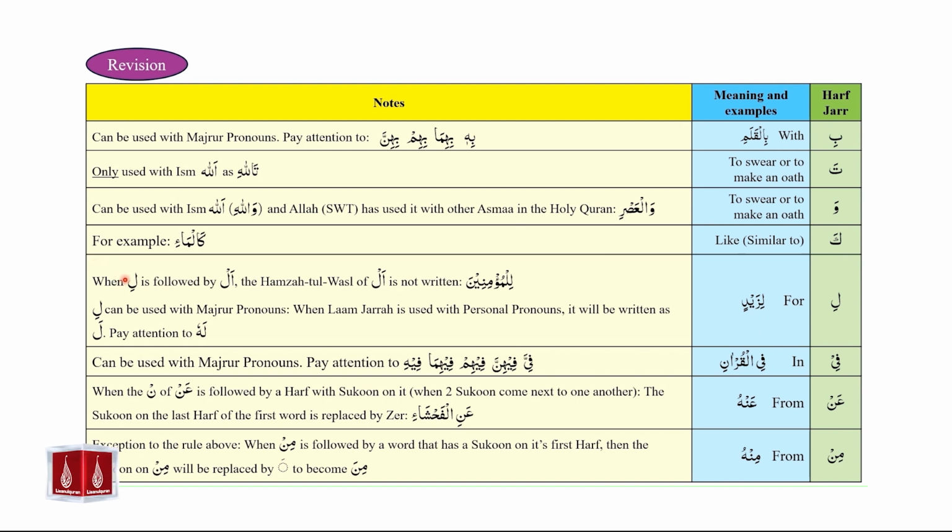Please note that when lam harf jar is followed by al, the hamzatul wasl of al is not written, such as lil mu'minina. Lam harf jar is also called lam jara. Lam jara can be used with majroor pronouns similar to ba harf jar. And please note that when lam jara is used with personal pronouns, it will be written as lam with the zabar on it. Please pay special attention to the way we write and read lahu.